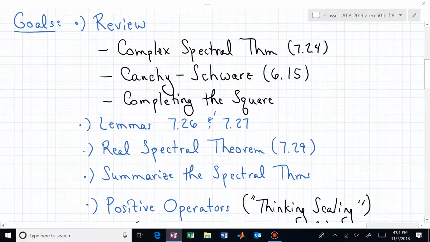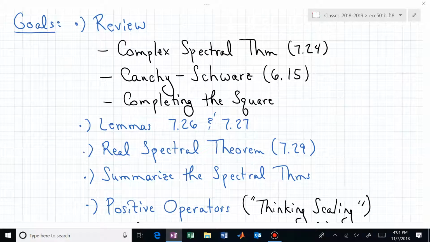Today what I want to do is first review basically terminology and then restate the complex spectral theorem. Remember, we're talking about the spectral theorem on two different fields, the real field and the complex field, or the field of complex numbers and the field of real numbers. The complex we talked about last time. We'll just repeat that or state that. Then we'll review the Cauchy-Schwarz inequality.